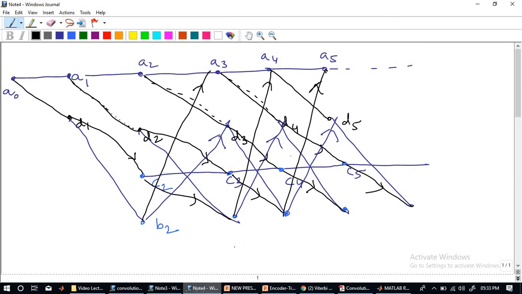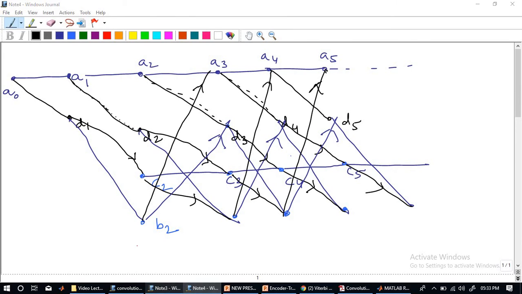Now we are trying to draw a diagram based on the information that we have. This is also a code tree, but in a more compact manner, because suppose, can you write all the nodes and the branch weights? What will be the branch weight? Branch weight will be nothing but the output.